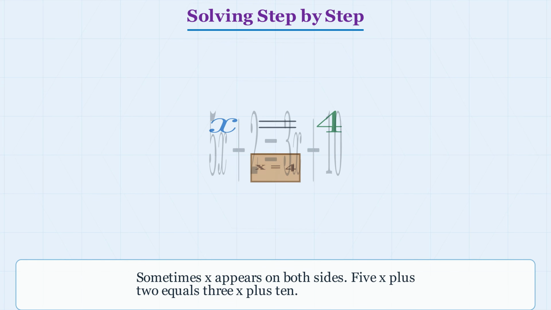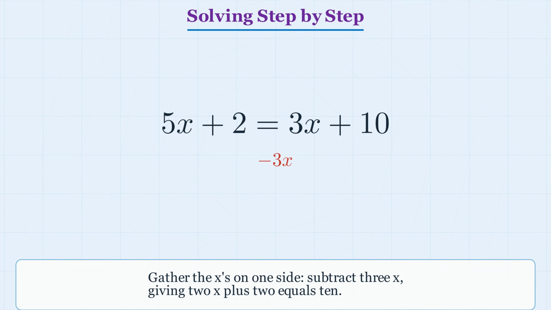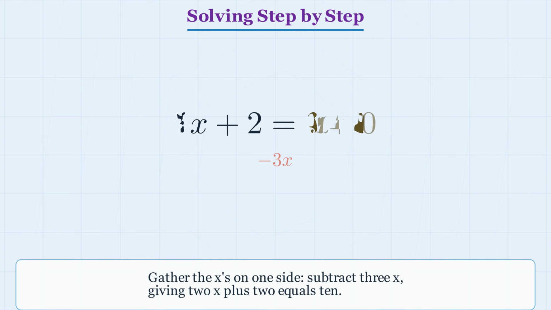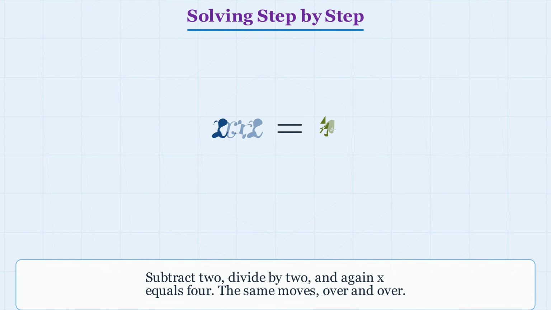Sometimes x appears on both sides. 5x plus 2 equals 3x plus 10. Gather the x's on one side. Subtract 3x, giving 2x plus 2 equals 10. Subtract 2, divide by 2, and again x equals 4. The same moves over and over.